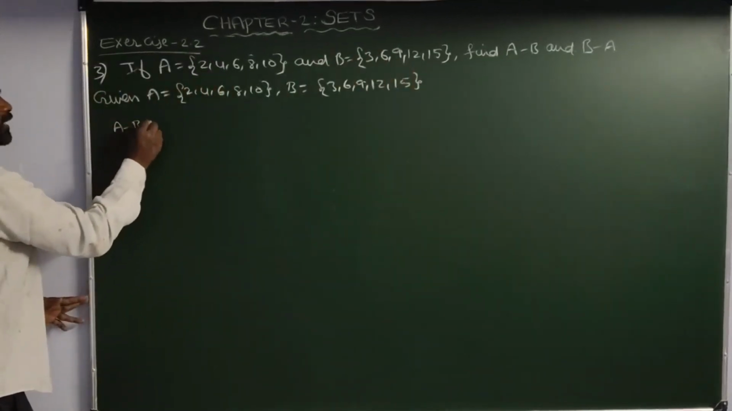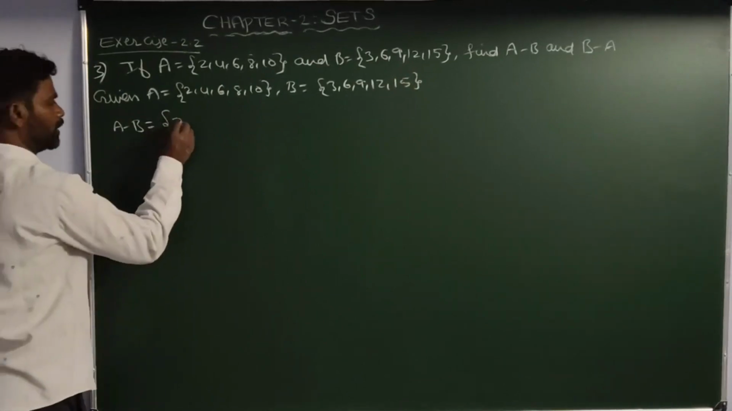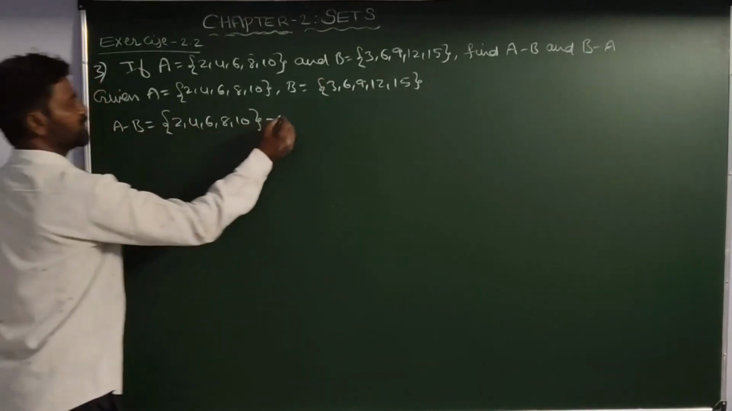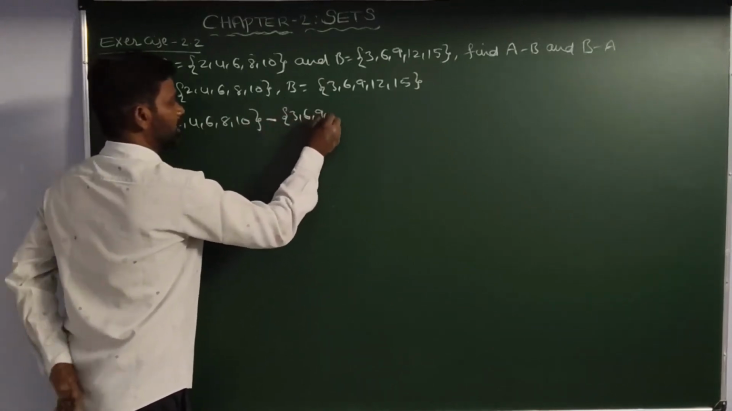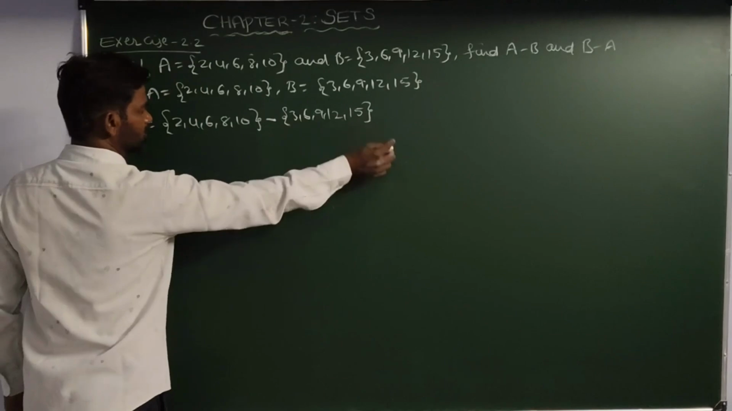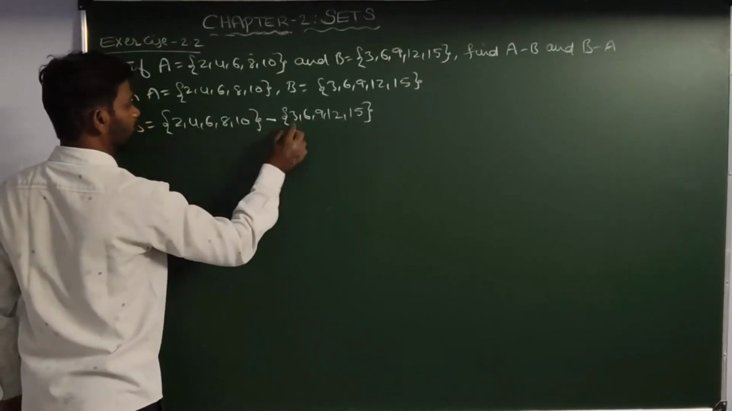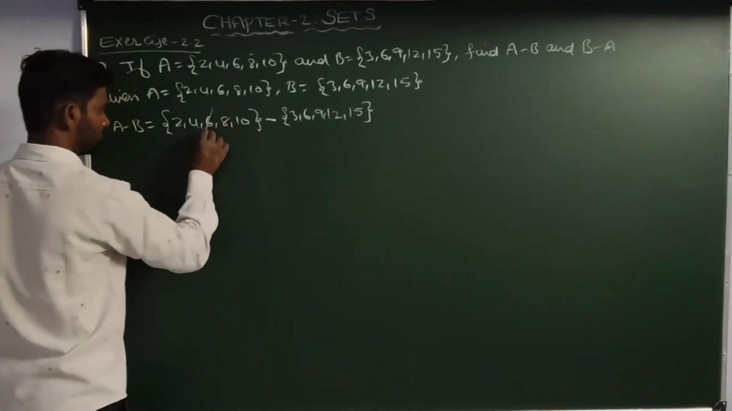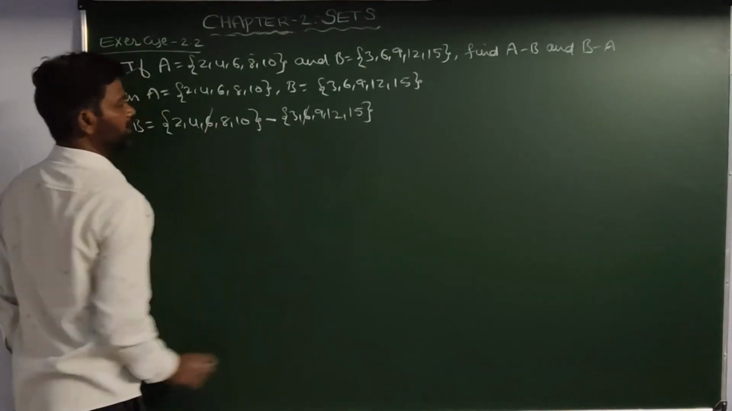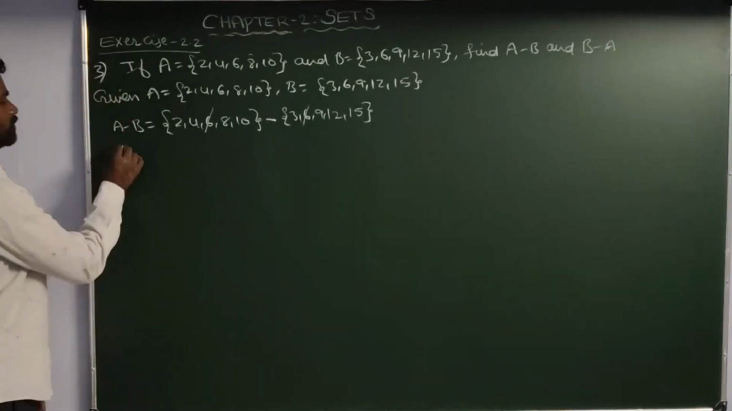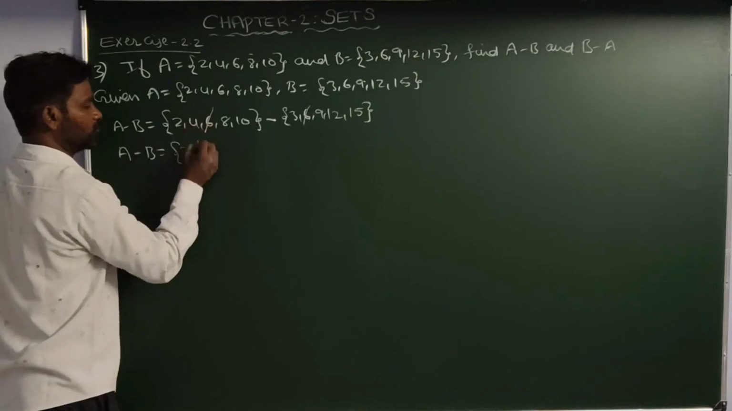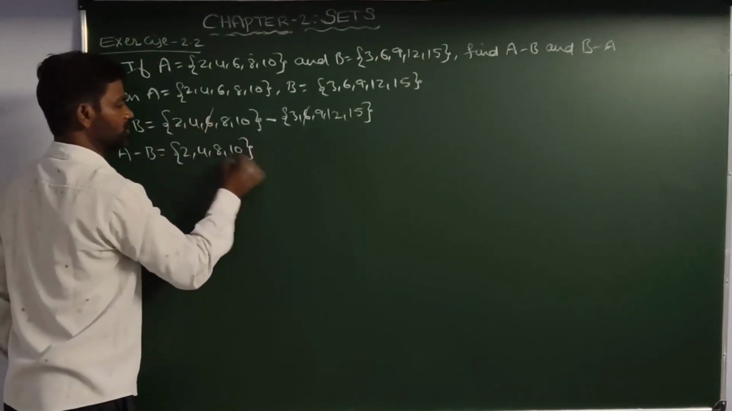We have to find A minus B. A minus B is equal to, write the elements of A: 2, 4, 6, 8 and 10, minus elements of B: 3, 6, 9, 12 and 15. Now from the second set, that is 3, 6, 9, 12, you check the elements in set 1. 3, it is not there. 6, yes. The common element we have to cut. Only 6 we can cut in the two sets. Therefore, remaining elements of the first set we have to write. So what are the remaining elements in the first set? 2, 4, 8 and 10. So this is your answer.